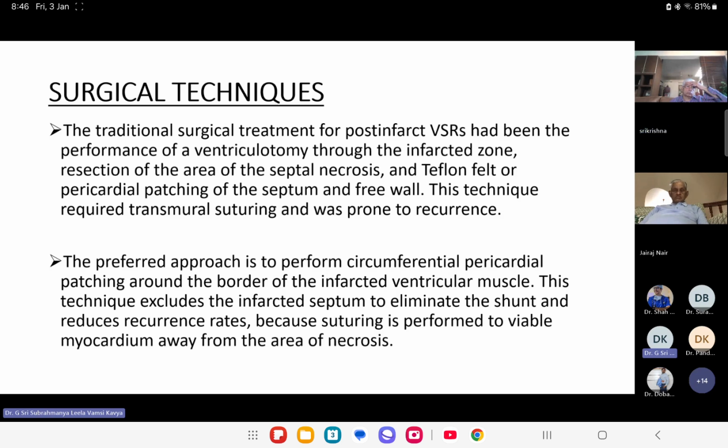The preferred approach is to perform circumferential pericardial patching around the border of the infarcted ventricular muscle. This technique excludes the infarcted septum to eliminate the shunt and reduces recurrence rates because suturing is performed to the viable myocardium away from the area of necrosis.